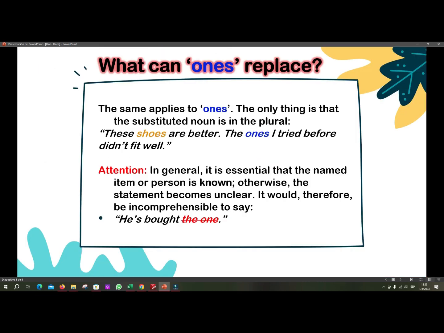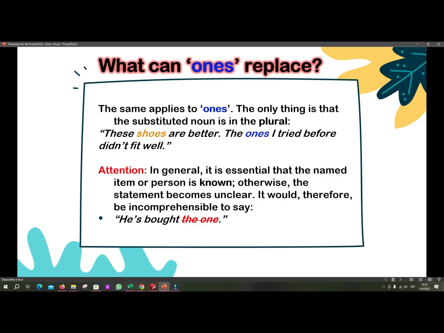So, what can ones, the plural form, replace? The same applies to ones. The only thing is that the substituted noun is in the plural. There you have: these shoes are better. There you are talking about shoes. That is plural, right? So, the ones I tried before didn't fit well. So in that case, in the second sentence, you're replacing shoes and you need to write the pronoun ones.